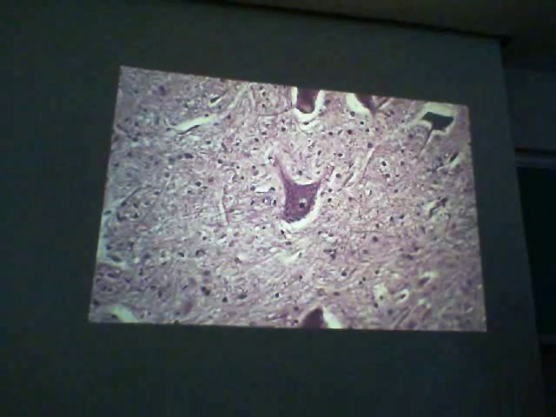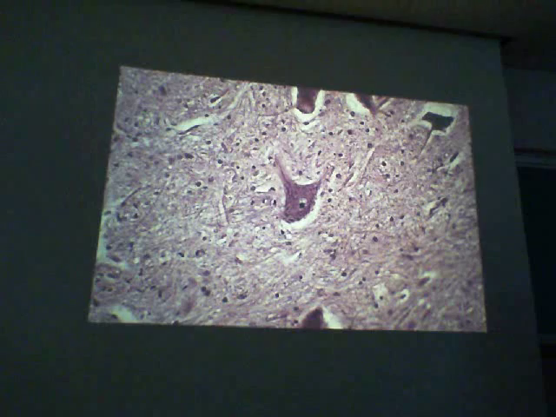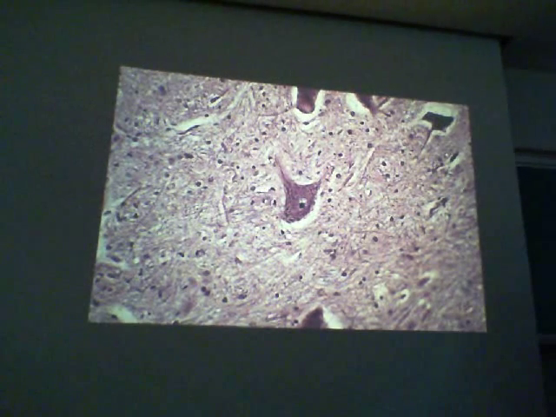Okay, and this cell right there, what is that? Okay, that would be a multipolar neuron. And the little specks that we see there, what are those? Nissl substance. And what is that thing right there? Right, nucleolus. There's the nucleus right there.